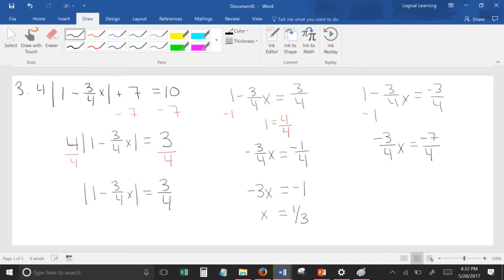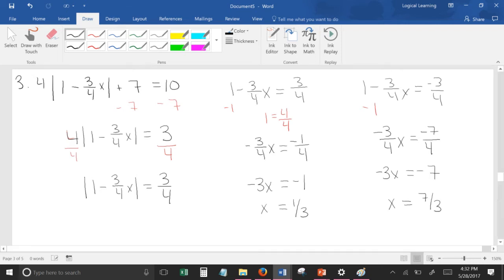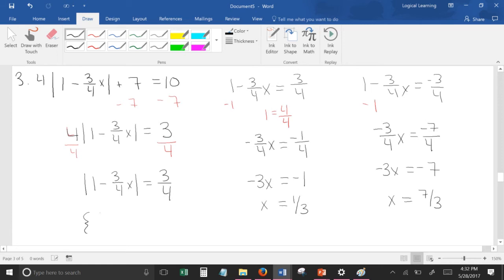Doing the same thing over here, multiplying both sides by 4, we get negative 3x is equal to negative 7, and dividing both sides by negative 3, we get x is equal to 7/3. So our solution set in this case is 1/3 and 7/3, and you can plug that right back in.